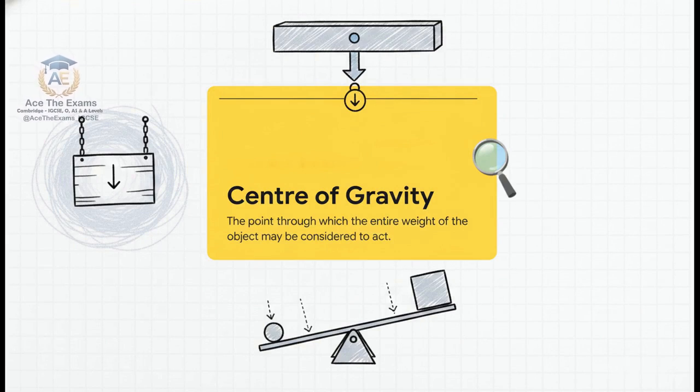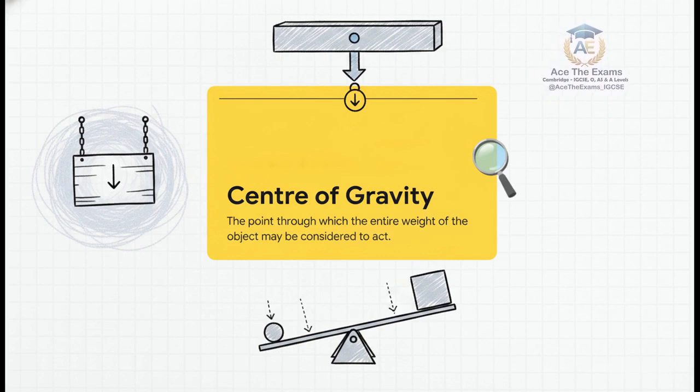Let's look at this term. Alex's original answer on a mock paper was simply the middle of an object. Bam, red X, 0 marks. The green checkmark answer, the A-star rewrite, is this: the point through which the entire weight of the object may be considered to act. Notice the exact, careful phrasing, entire weight and considered to act.